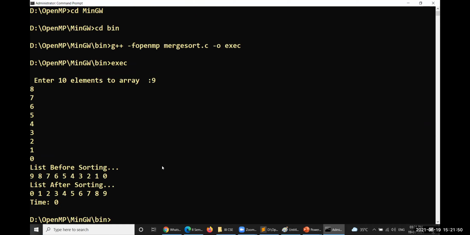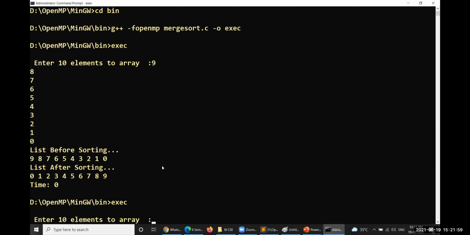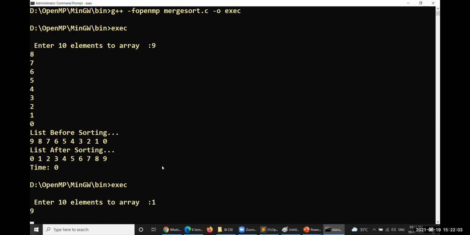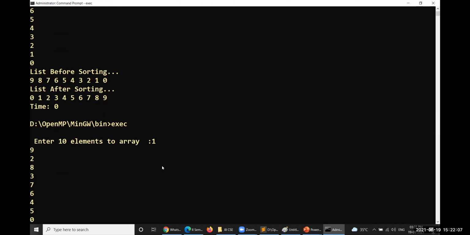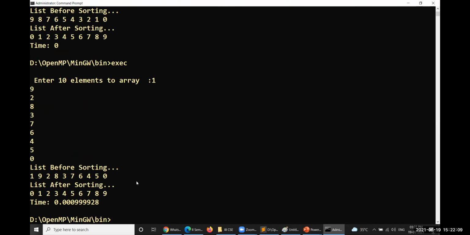Time will be with no time. It has been taken. It has been validated. Okay. Let us run once again, let us see whether the time is excessive. So 10 elements: 1, 9, 2, 8, 3, 7, 6, 4, 5, 0. Now you can see this is the time which was taken. Okay, milliseconds, 0.00. So 10 power minus 9 has been taken.